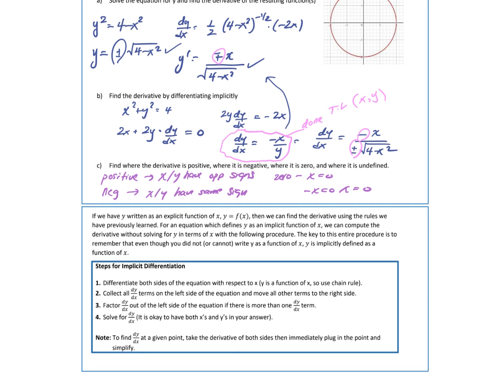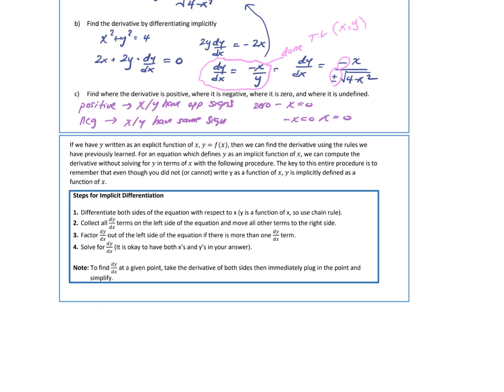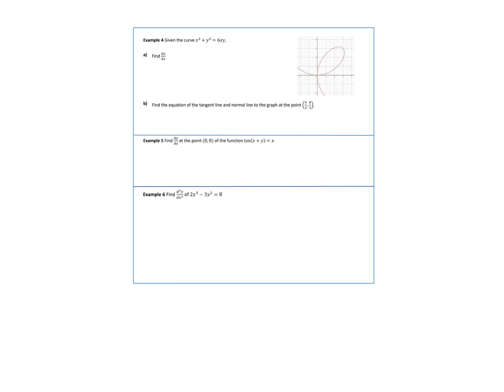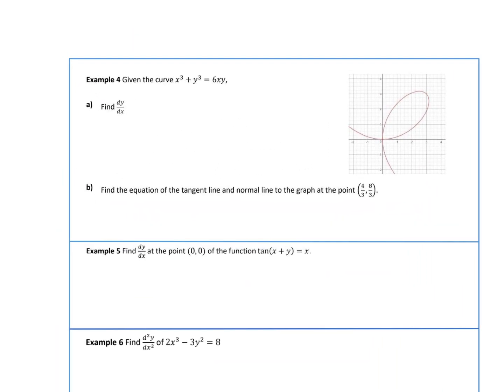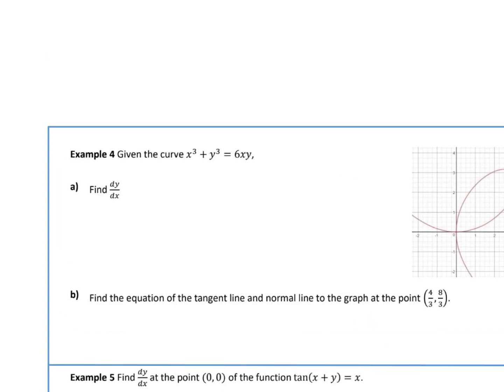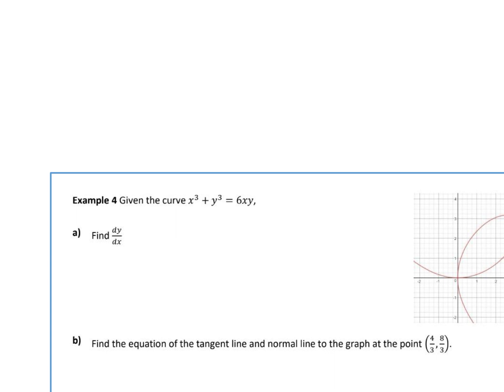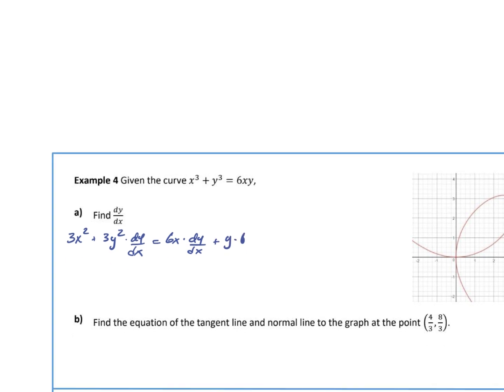Okay, so these are kind of the steps. I'll talk about the steps as we work through some of the examples here. So they want you to find dy dx. We're just going to derive as is. You're literally going to go from left to right here. So we've got 3x squared, and then plus 3y squared times dy dx. Now over here we have to use the product rule. So it's going to be the first times the derivative of the second plus the second times the derivative of the first.